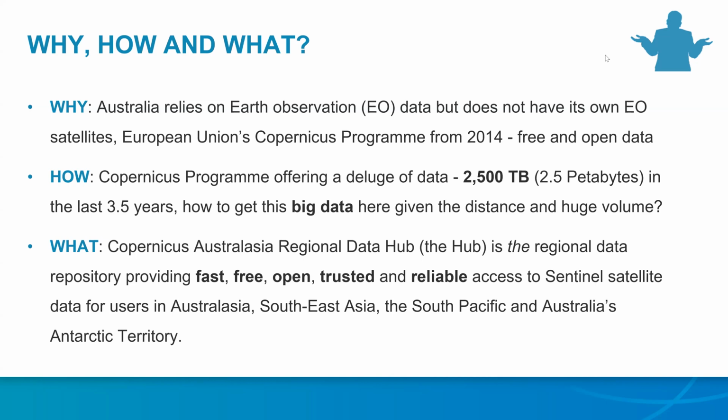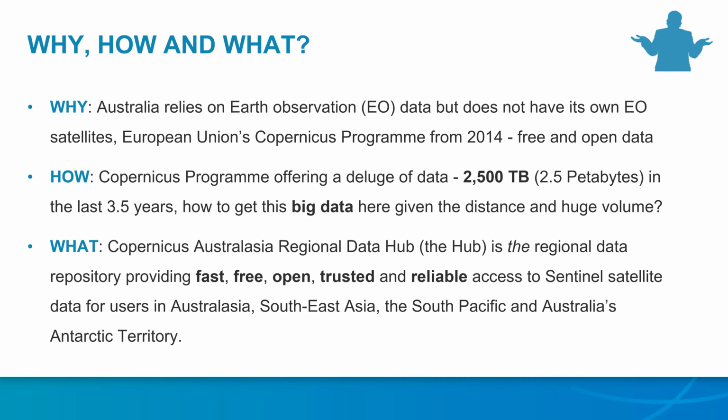Okay, so background into the Copernicus Australasia Regional Data Hub. So why did it come about? Well, Australia relies very heavily on Earth observation data, but we don't actually have any of our own satellites. And in 2014, the Copernicus program data was going to become free and open. So how did we do this? So the Copernicus program offers a whole lot of data, 2,500 terabytes in the last 3.5 years.